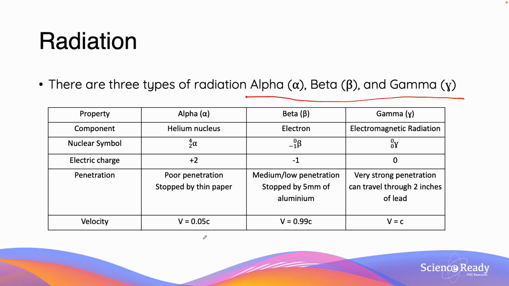The velocity of alpha is going to be 0.05 times c, which is the speed of light. Velocity of beta is 0.99c, so 0.99 times the speed of light. And gamma, because it is EMR, is just going to be the speed of light.